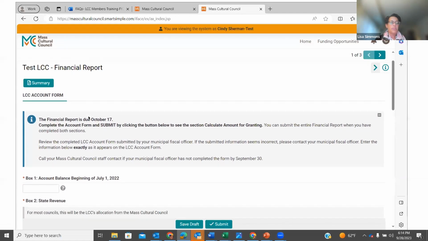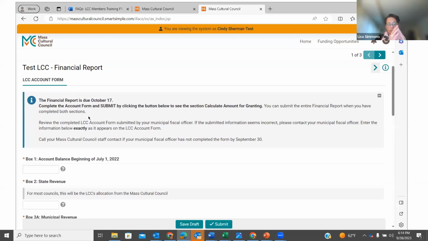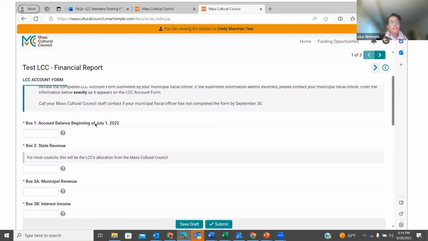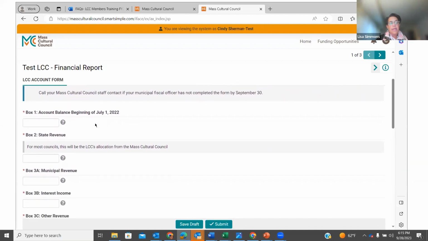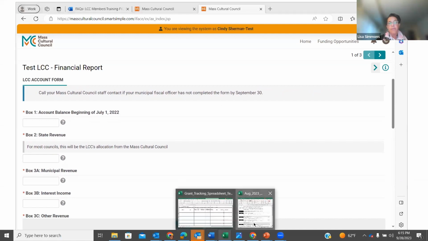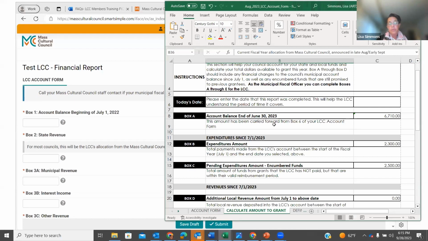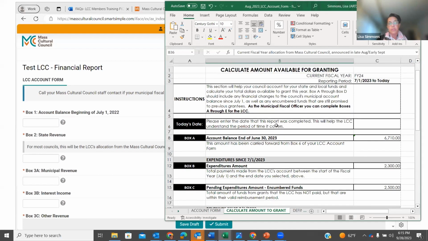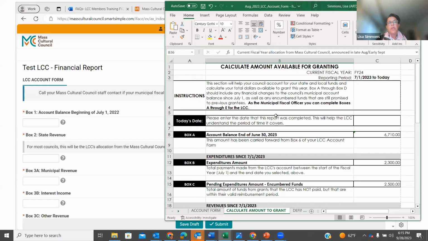So here's your summary, here's your account form. Again, here are these great instructions that are telling you what to do. This LCC account form in the GMS mirrors exactly the account form that your municipal fiscal officer is going to go over with you. And I just want to make sure that everyone can see this on the screen. So if Hanako or Gelmi can let me know, I just want to make sure that people are able to see this and that we're sharing both.